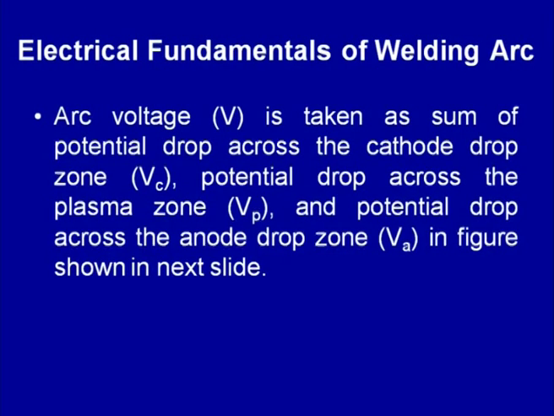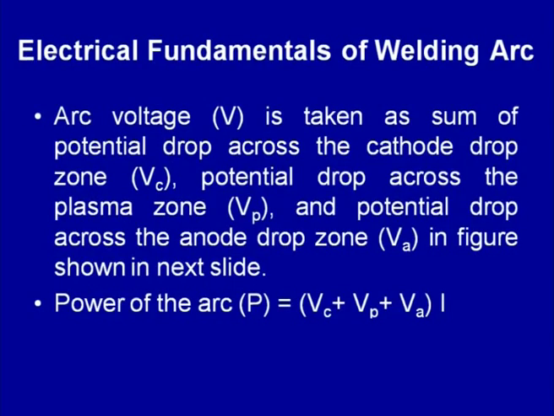slide. This arc voltage is considered as a sum of the potential drop across the cathode drop region, designated as Vc, the voltage drop across the plasma zone, designated as Vp, and the potential drop across the anode drop region, designated as Va. And the sum of the voltage drops in these three zones, that is Vc, Vp and Va, forms the arc voltage. And when this arc voltage is multiplied by the welding current, we can obtain the power of the arc, which directly indicates the amount of heat being generated.